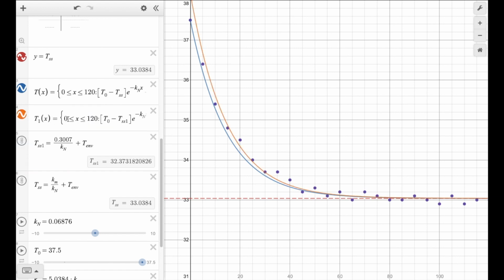Now you can see both functions. The T function here is with the km value from the ratio. The T1 function here is with the km value that we figured out from the data. Which one is a better fit is very subjective, because both of them do a good job. If you shut off one of them, this looks like a good fit, and if you shut off the other, that looks like a good fit as well. So it's completely up to you which one you choose.